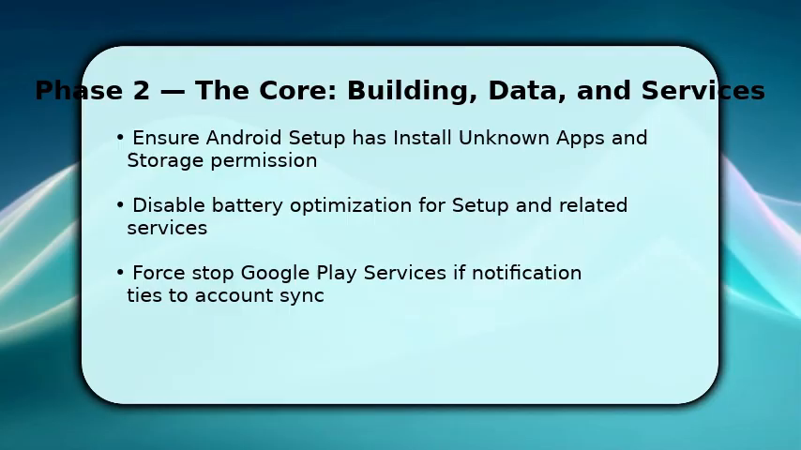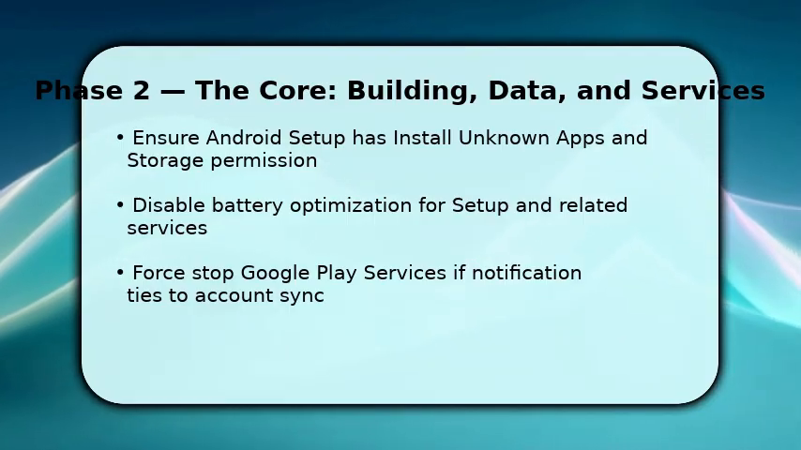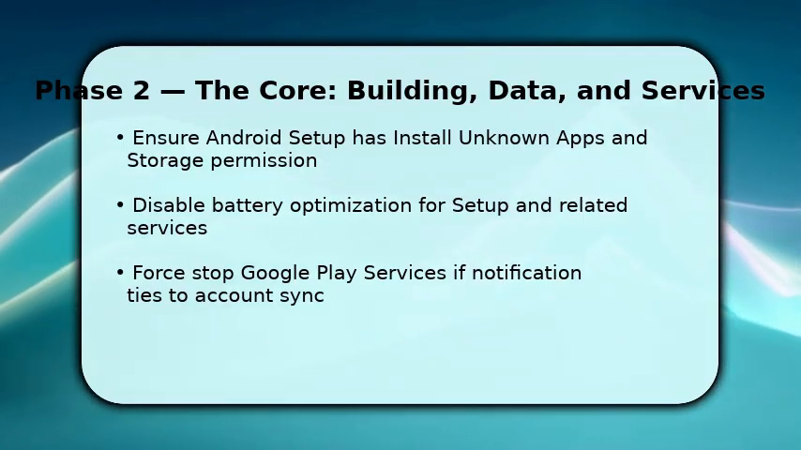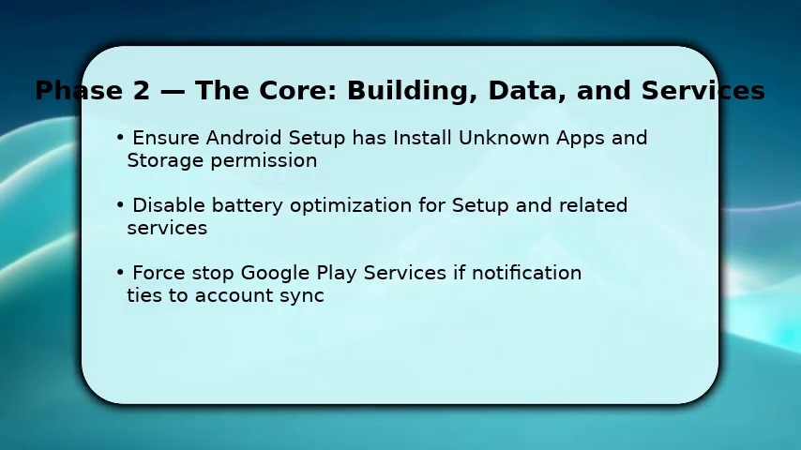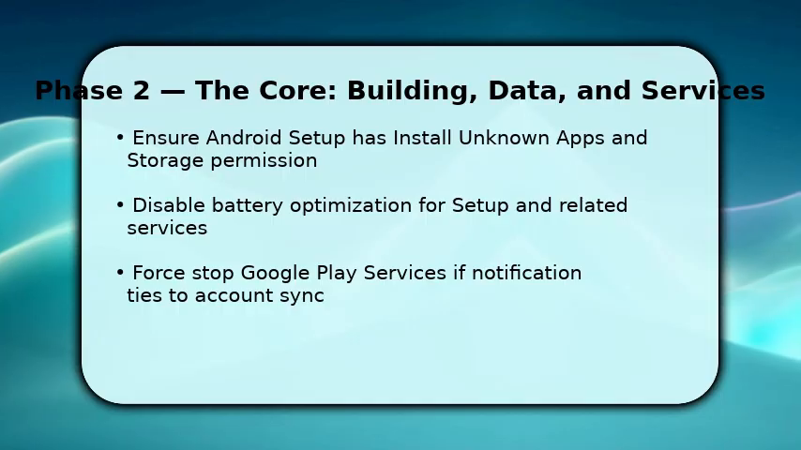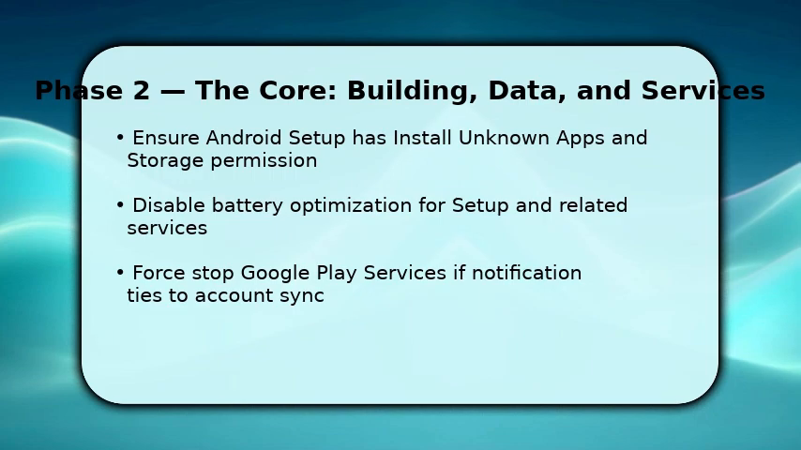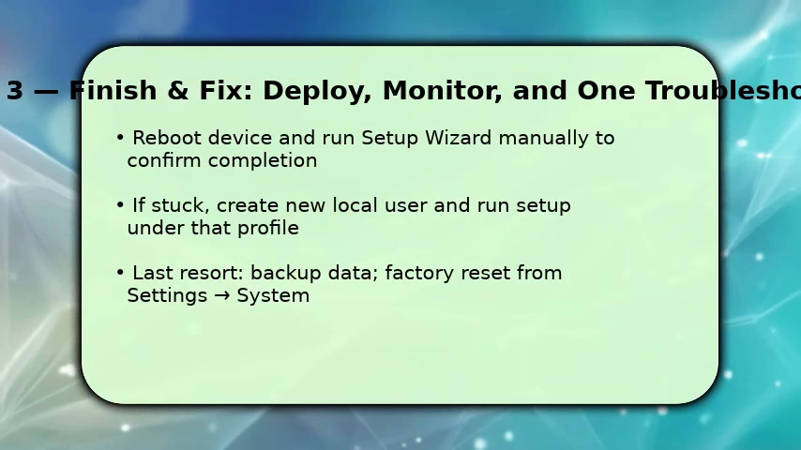If the notification links to account sync failures, force stop Google Play services, clear its cache, then restart the phone. This forces a new handshake. After reboot, launch setup manually and follow prompts to complete initialization. Finish by rebooting and launching the setup wizard manually to confirm the notification disappears.